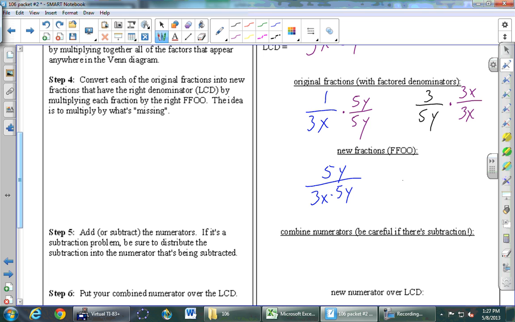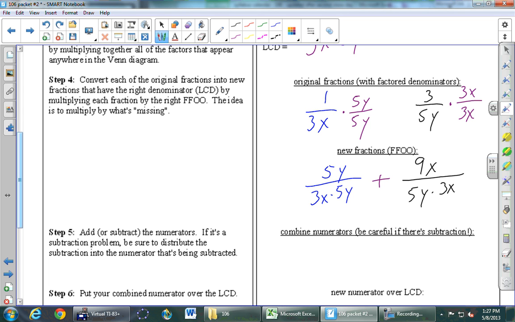Okay, and then over here, upstairs, what do I get when I multiply? 9x. Can you see that? 3 times 3x. And I'm going to copy the bottom. And I think these two fractions were being added, right, at the beginning. So we'll just put a plus sign right there.